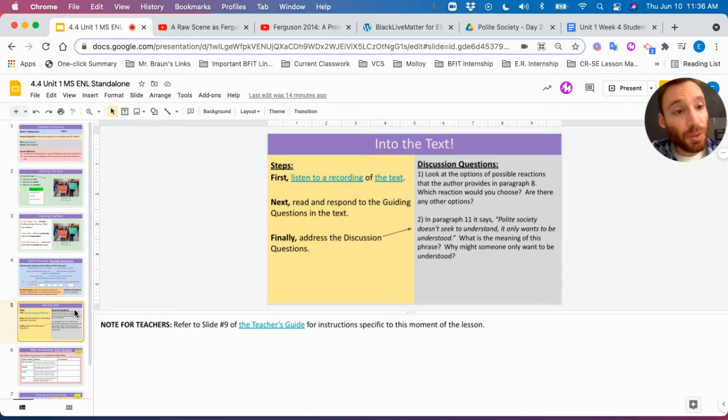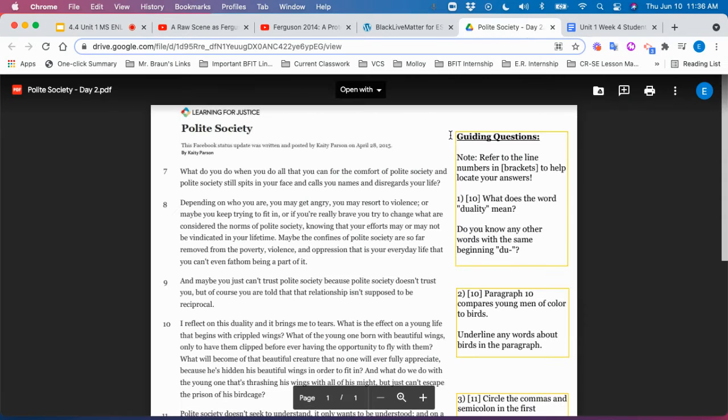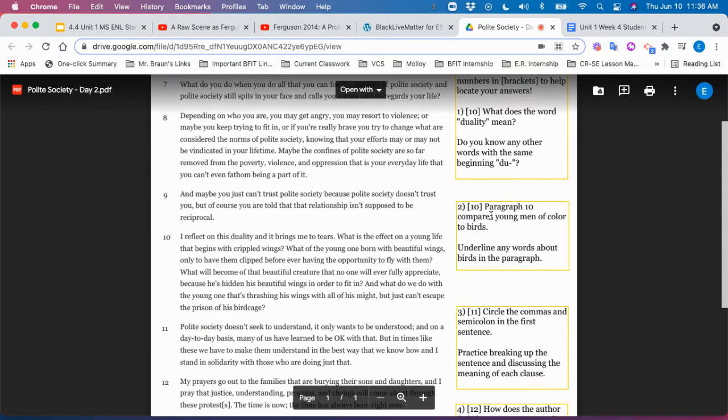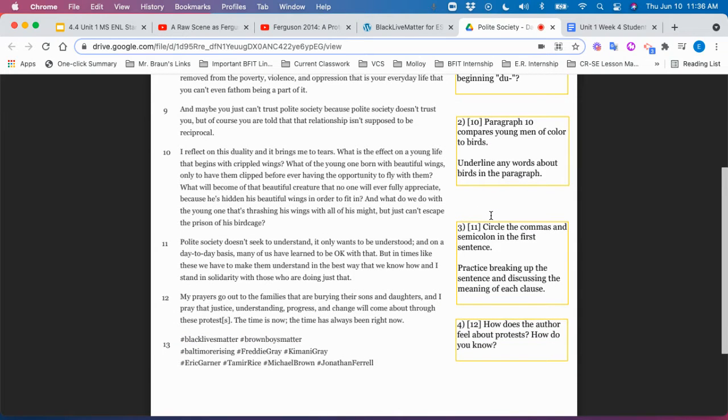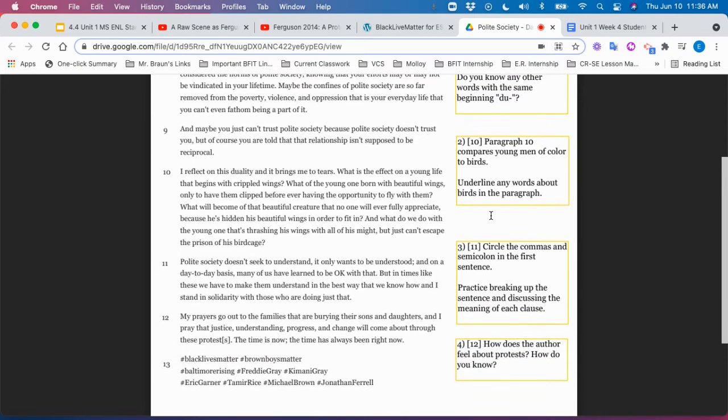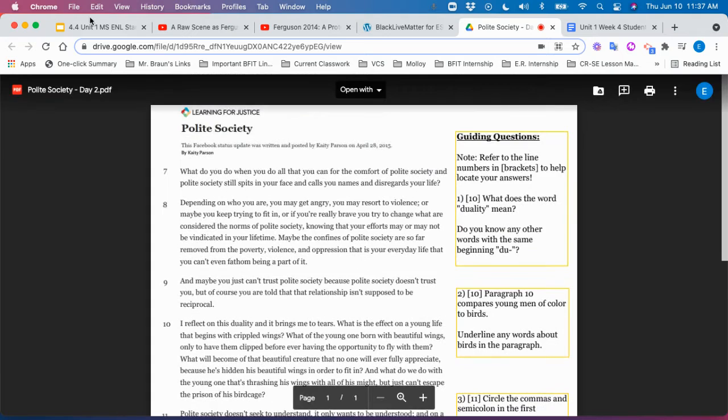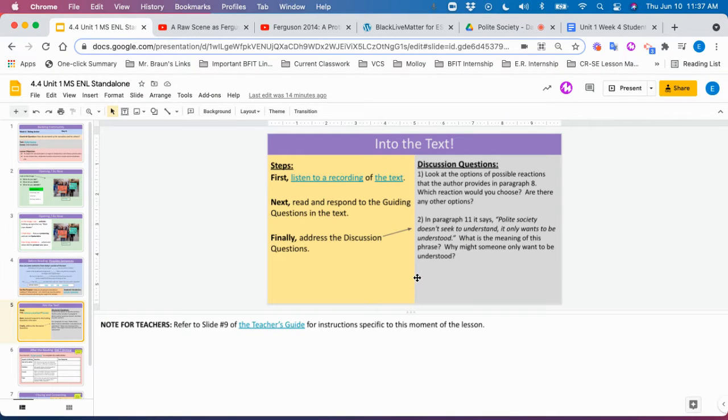Once again, there's a link to an audio recording of the text, as well as a link to the text itself, the second half of the text, including the guiding reading questions for students to work on while they are reading to help them check for their understanding. Following the reading, there's 2 discussion questions for students to respond to that students could work on either independently before sharing out or in partners.